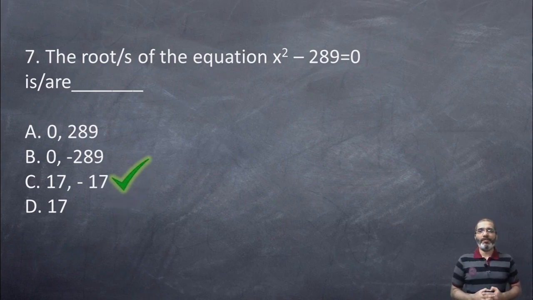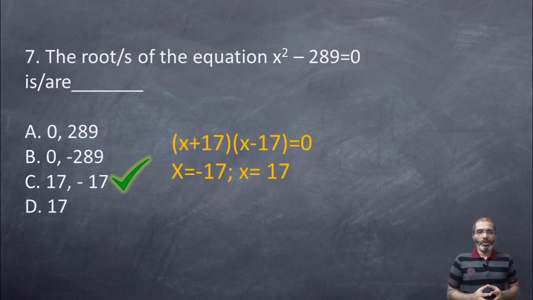The answer is 17 and minus 17. How? Okay, so the equation is x square minus 289. So that is the a square minus b square identity, students, we are using here. And 289 is a perfect square. Okay, it is a square of 17.